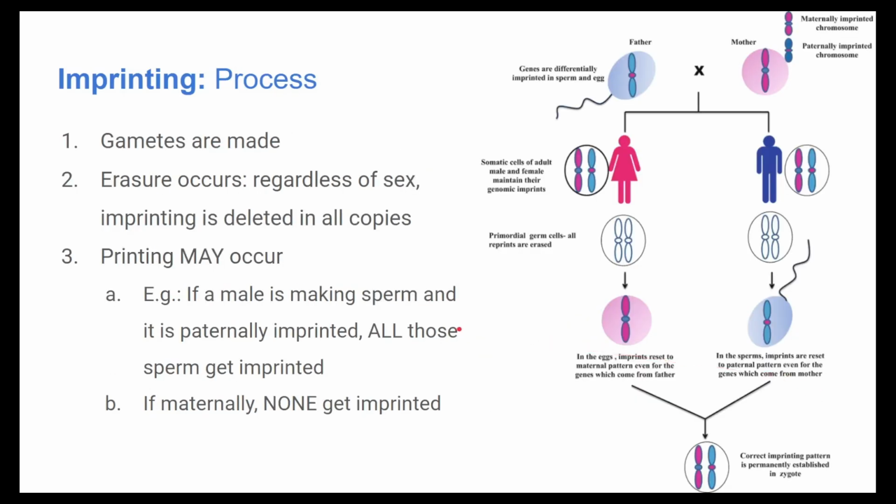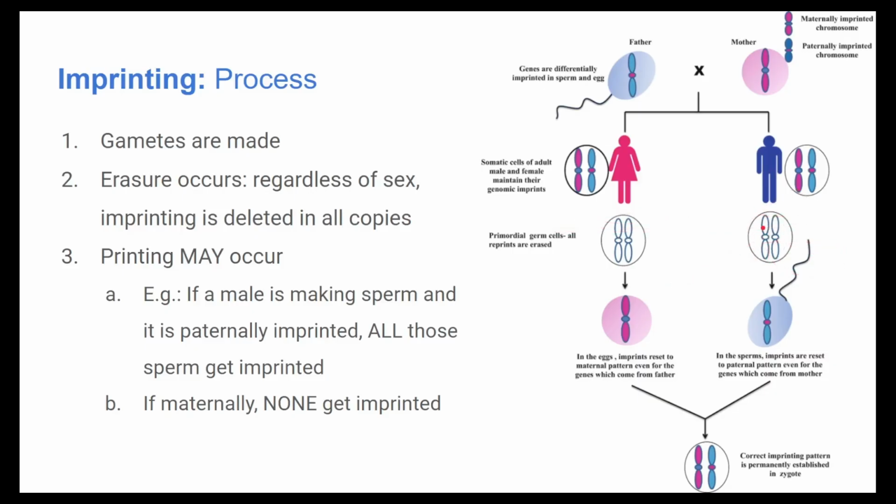Here's the process for it. Gametes are made. You start out with 1 and 1, right? One's imprinted, one's not. Now when you make gametes, none of them are going to be imprinted in both sexes. Erasure occurs. And then, in one of the genders, imprinting is going to occur. Reprogramming. So if this is maternally imprinted, the mother is going to imprint all of her eggs, and the father's not going to imprint any of his sperm.